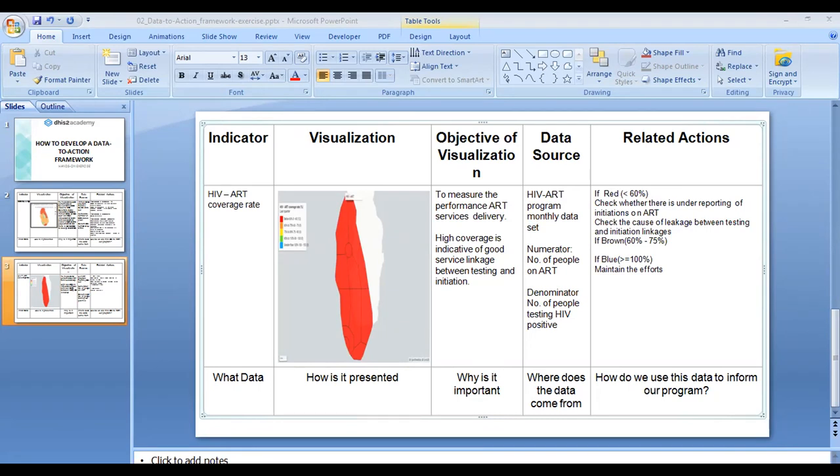And well, the others, as I said, it's an incomplete presentation, but if it happens to be in the blue, it will be greater than or equal to 100%, and it will always be best to maintain such efforts. The other legend bands are 60% to 75%, 75% to 89%, and 90% to 100%. It's always best to check whether there's any underreporting or if there are any opportunities for improvement. Thank you. That is Group Two's presentation.